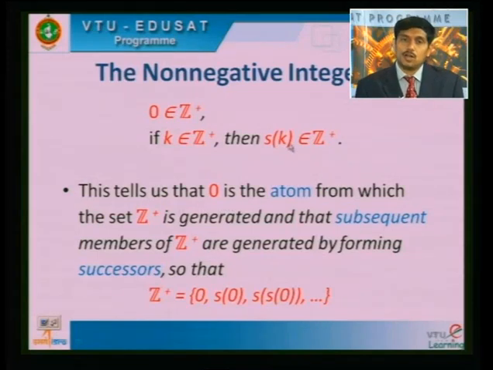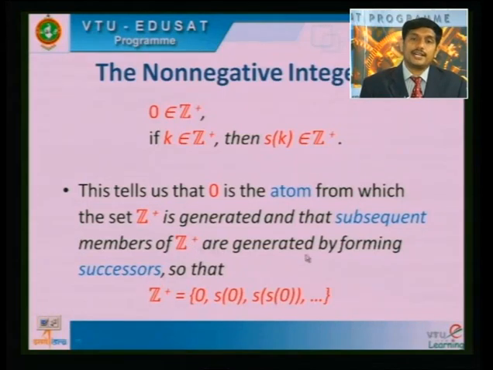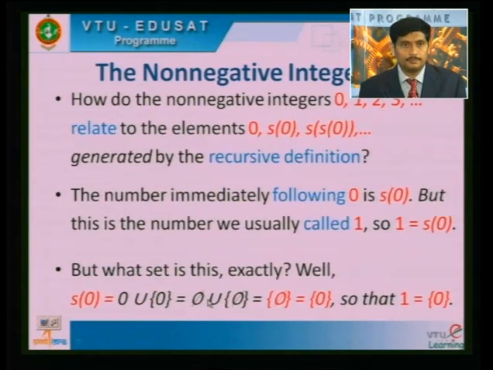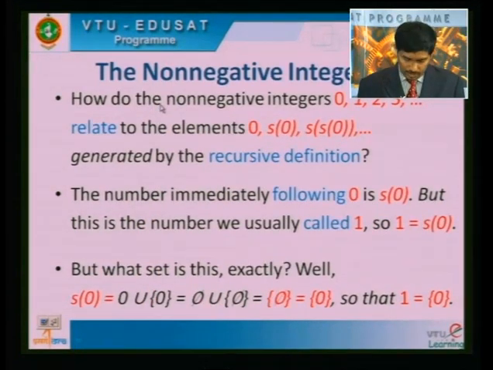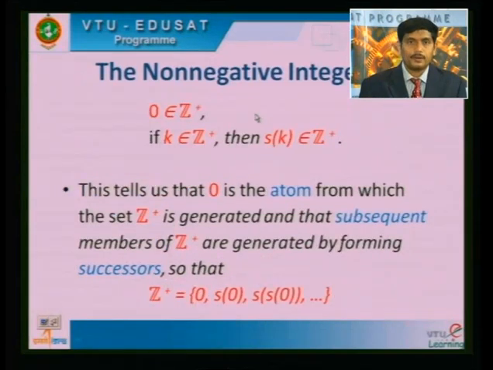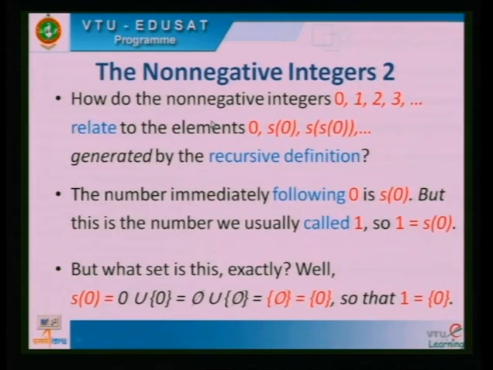This tells us 0 is the atom from which the set Z plus is generated, and the subsequent members of the integers are generated by forming the successor, so that we get 0, S of 0, S of S of 0, and so on. Next, how do the non-negative integers 0, 1, 2, 3, etc. relate to the elements generated by the recursive definition, 0, S of 0, S of S of 0?